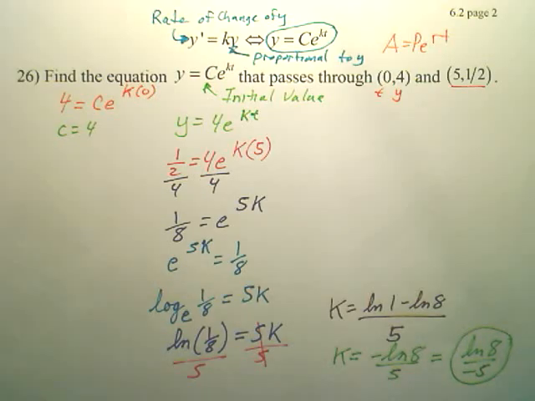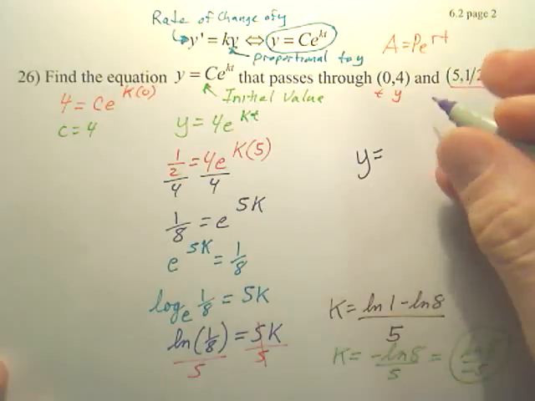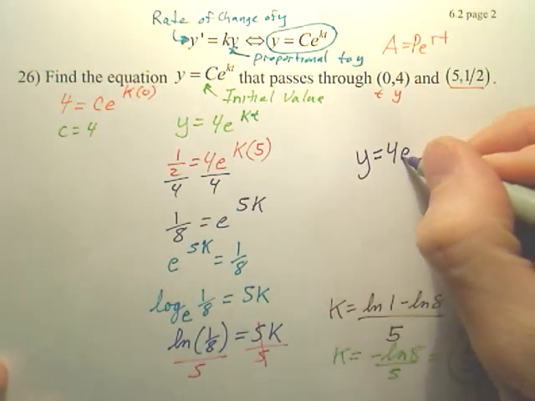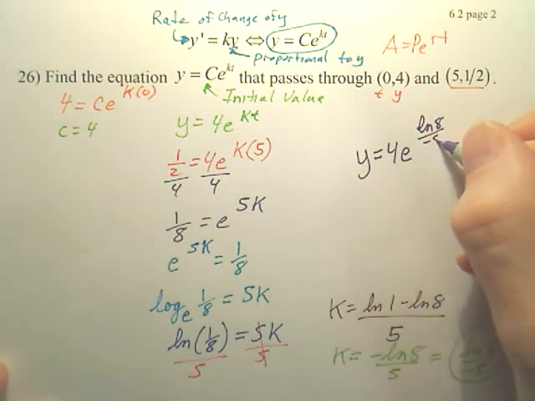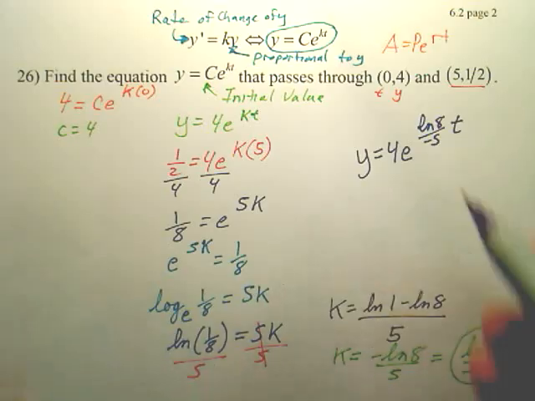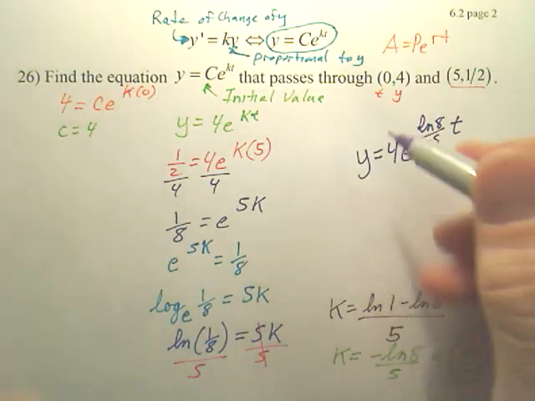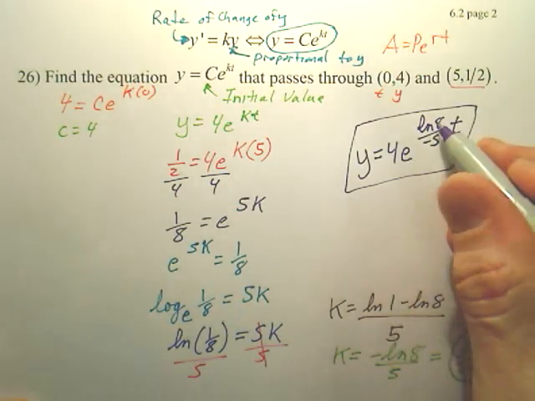Now, let's plug this in, and we have our equation. So our equation is simply y equals 4 e to the ln 8 over negative 5 t. And that is our equation. There's our first value, there's our k.